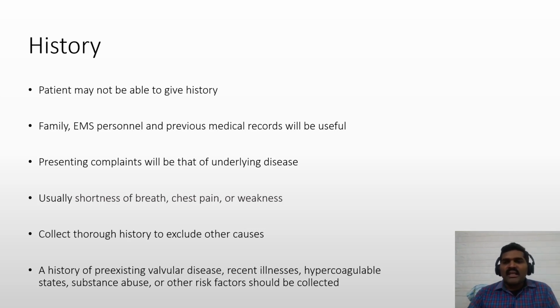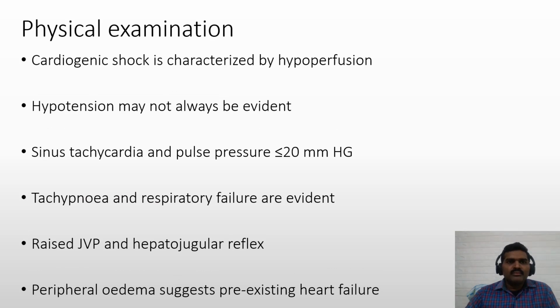Once you have collected the history, you need to perform a physical examination. Cardiogenic shock is usually characterized by hypoperfusion, and you will see all the signs of hypoperfusion. Hypotension may not always be evident. Suppose a patient is previously hypertensive, his baseline BP will be set at a higher level, and you will not find hypotension as per definition in this patient. You will not see a BP of less than 90 millimeters of mercury.